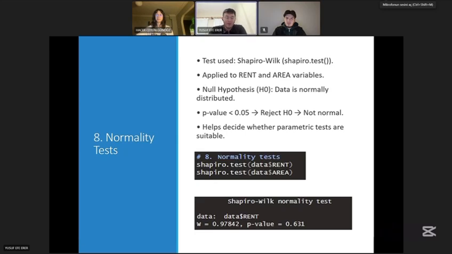To determine whether we could use parametric tests, we checked for normality. We applied the Shapiro-Wilk test to the rent and area variables. The null hypothesis here is that the data follows a normal distribution. Since both p-values were greater than 0.05, we failed to reject the null hypothesis. This means the distribution can be treated as normal, a green light for the t-test and confidence intervals.